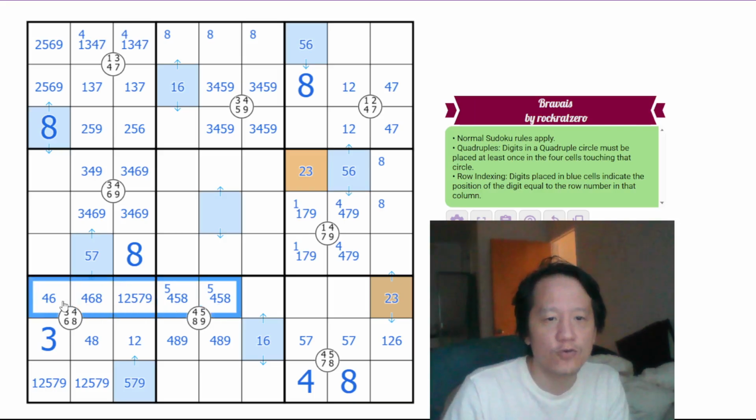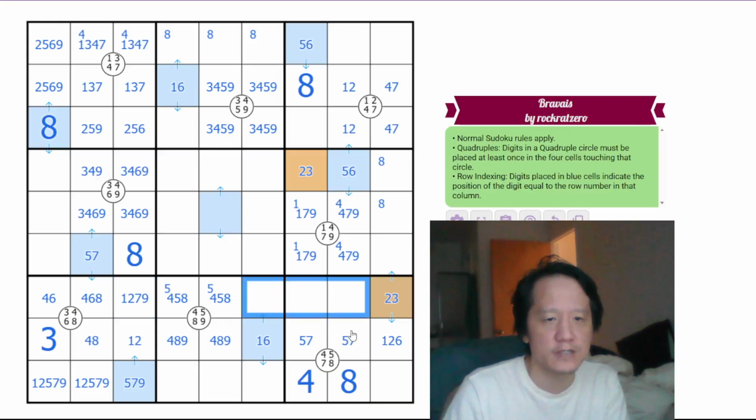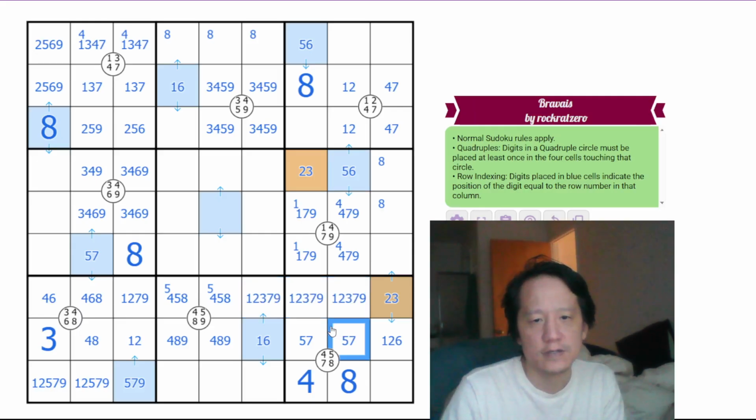We have a 4, 5, 6, 8 quadruplet in row 7 now, which eliminates 4, 5, 6, 8 in the rest of the row. This can't be 5. This can't be 4, 5, 6, 8. It must be 1, 2, 3, 7, 9. And 7 cannot be here.